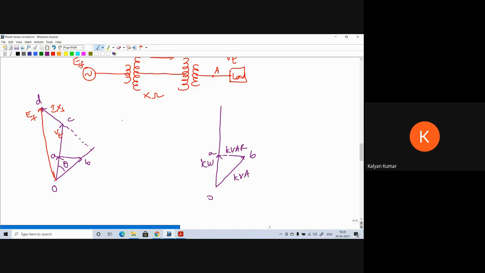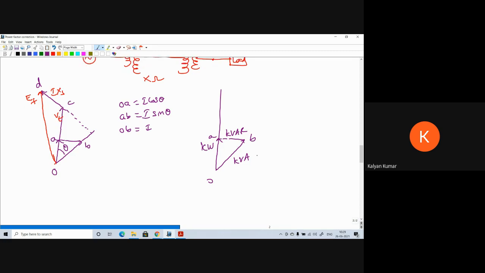So OA is I cos theta, AB is I sin theta and OB is I. If you multiply with voltage, we are going to get active power, reactive power, and apparent power as the corresponding sides. This is our triangle.